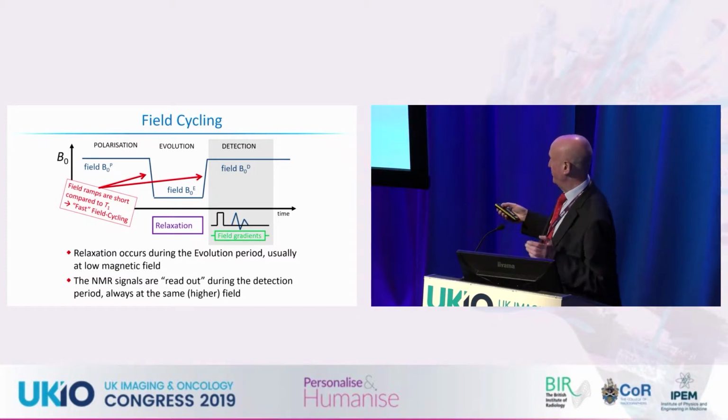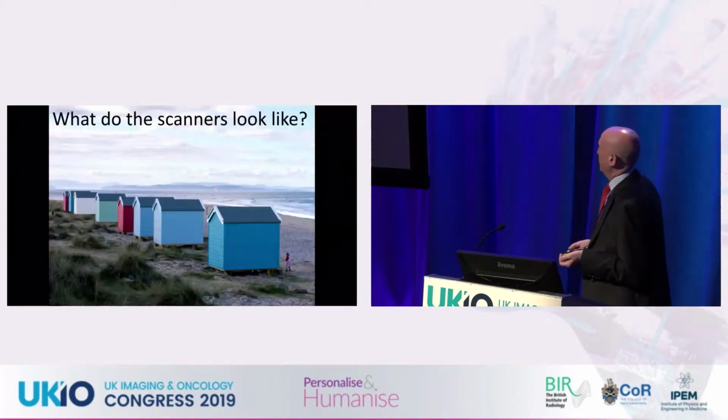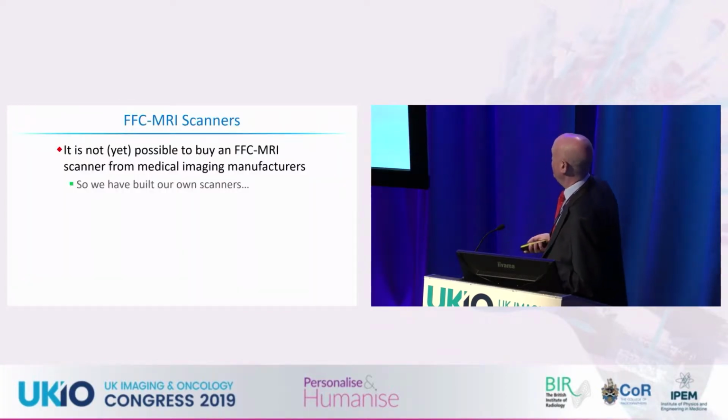The field ramps, by the way, are short compared to T1, and that's what gives the name fast in fast field cycling. What do the scanners look like? Not like these bathing huts on the Murray Coast. It's not yet possible to buy an FFC MRI scanner, so we have indeed built our own scanners.